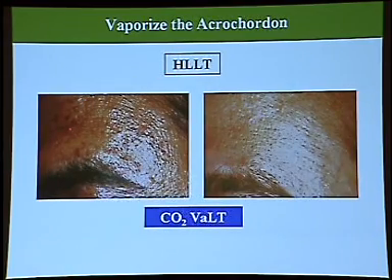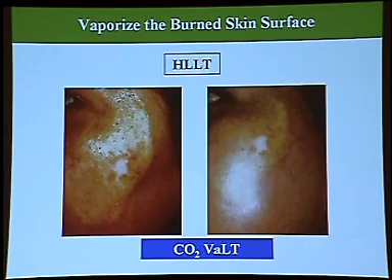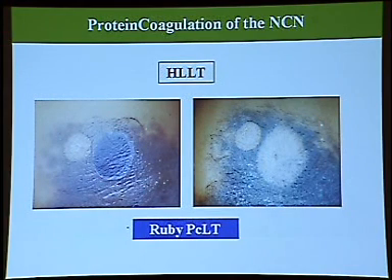And this is an acrochordon case. We vaporize it by CO2 laser. With a defocused beam, we can get these conditions. This is CO2 VALT also. The burn skin surface was vaporized to flatten the surface. This is a protein coagulation case. Yes, UV laser PCLT, we can give this condition using UV laser.